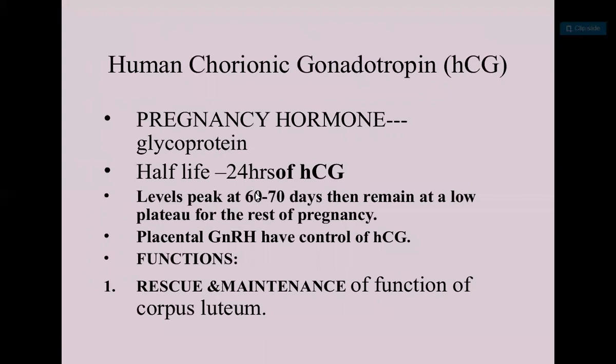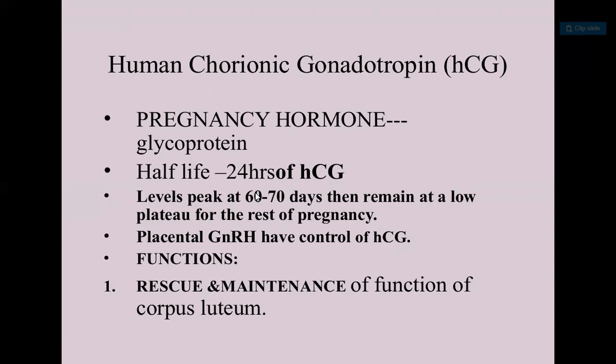And regarding the half-life of human HCG, the pregnancy hormone, a glycoprotein, its half-life is about 24 hours. Its levels peak at some 60 to 70 days, then remain at a low plateau for the rest of pregnancy. So how high is the level? It is highest at 60 to 70 days. Then slowly later the HCG hormone decreases to a low level.